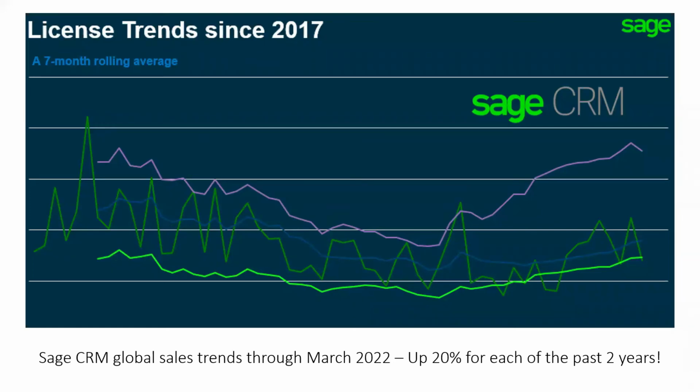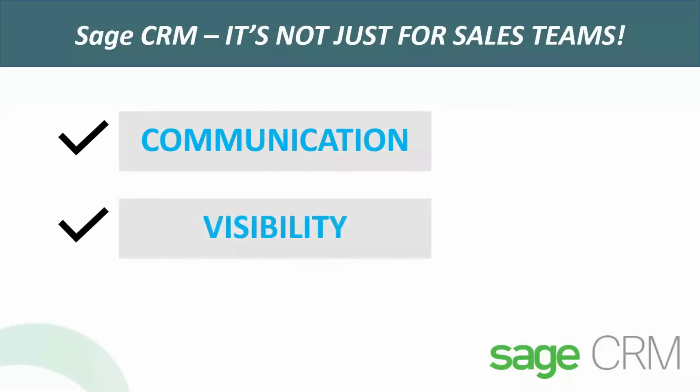This graph represents global sales trends for Sage CRM for the past 5 years. The purple line demonstrates new customers implementing Sage CRM, up to 20% in both 2020 and 2021. So you may ask, why such a big increase over the past 2 years? Because communication and visibility are more important than ever for companies to succeed in today's market. So why are companies choosing Sage CRM?